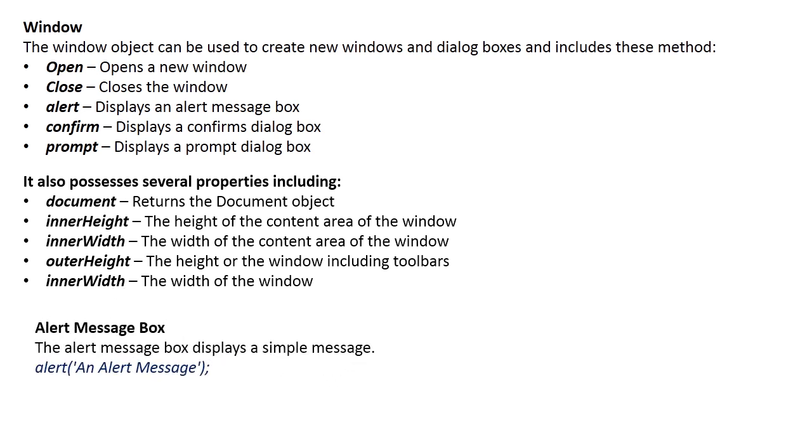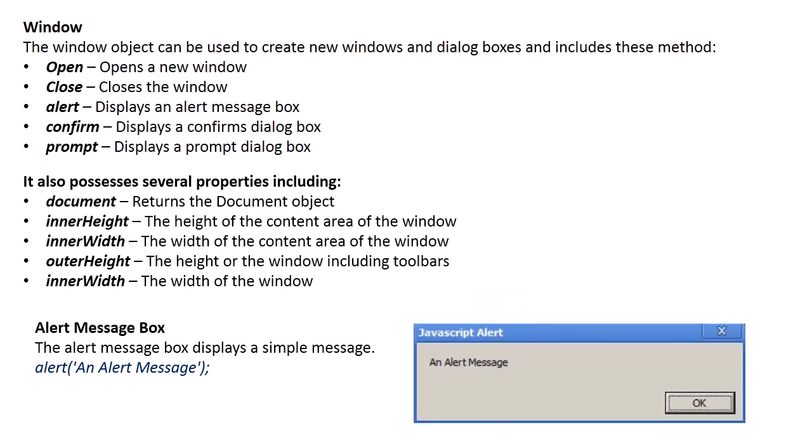Alert box, alert message box. The alert message box displays a simple message. In this JavaScript code, alert, open bracket, inside single quotes, an alert message. End of the statement. That is the only code that we use for an alert message box. If you run it, this is how it will show an alert message.